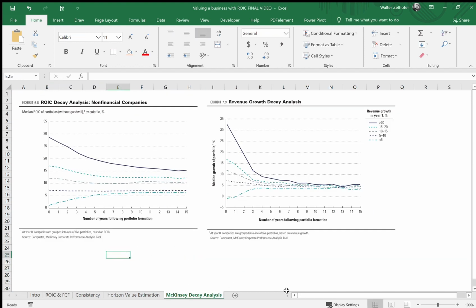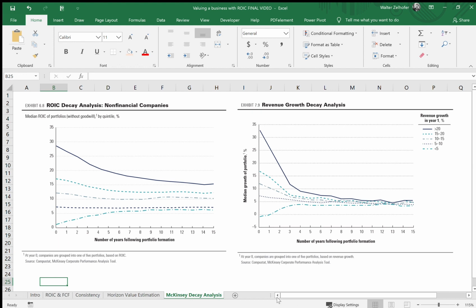Here are some charts from the McKinsey Valuation textbook. I own every edition of this book, including the 6th edition. I highly recommend you pick up this textbook.